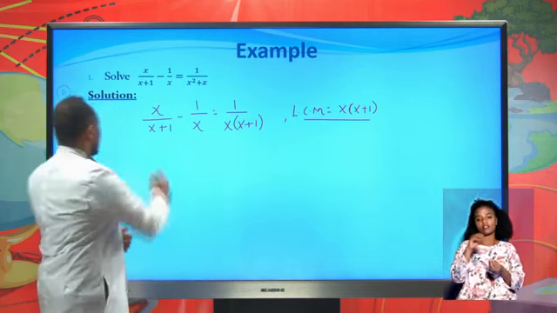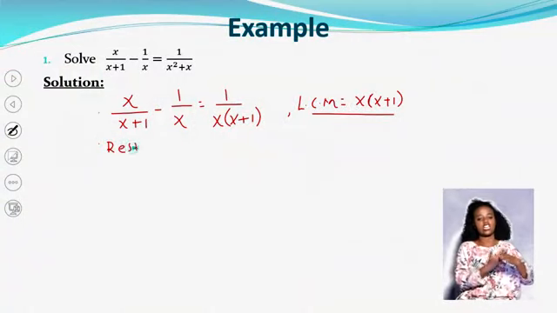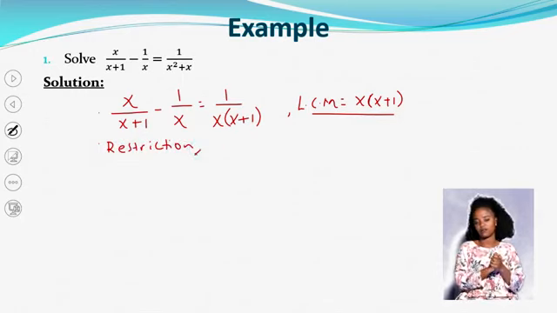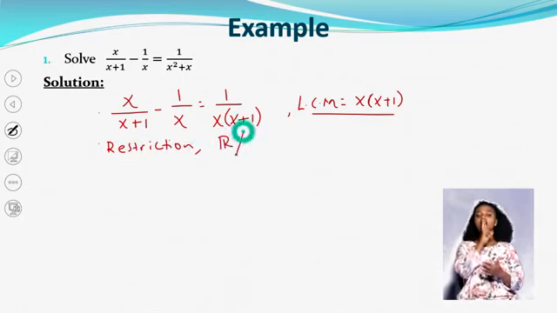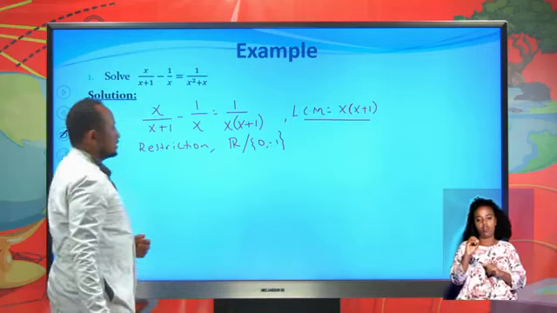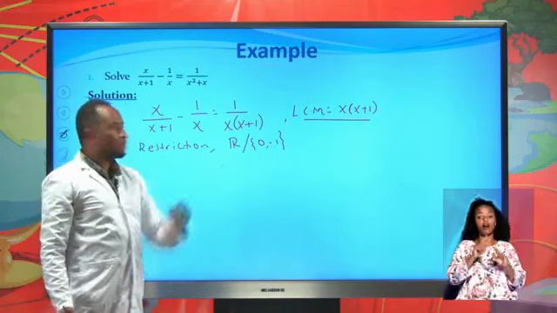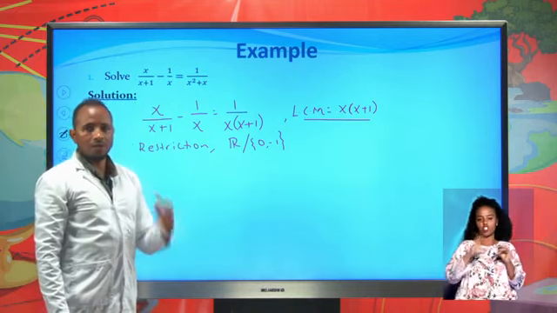Before that, let me put the restriction. The value of x can take any real number except the values that make the denominator 0. So the value of x can be any real number, but it cannot take 0 or minus 1. Now let's solve.